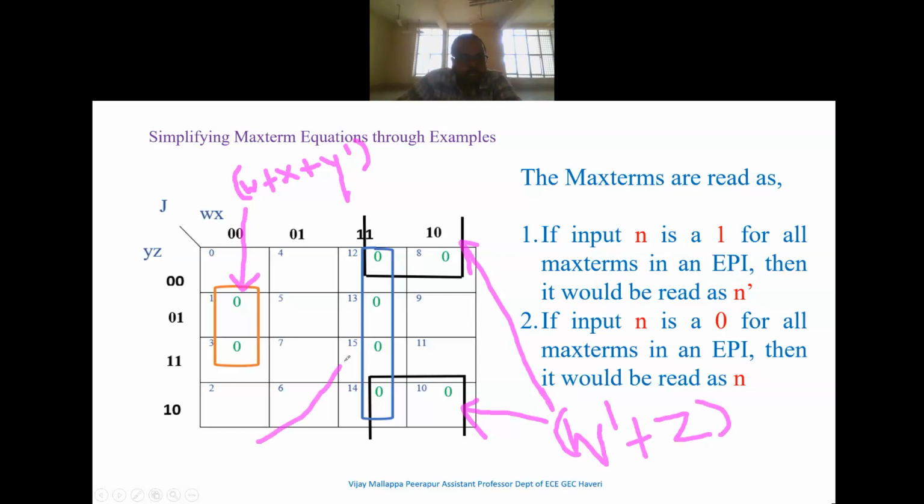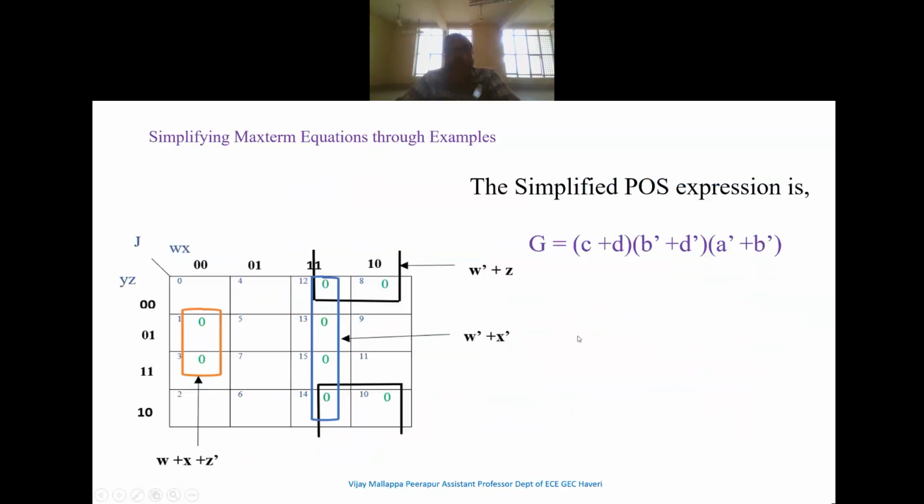Similarly, for this one, what do you write now? What is common? 1 1. So how do you write? Y bar, W bar or X bar. Correct, everyone? So what is the expression we have? I have not removed this one, I just kept the previous one. You can see here we have W or X or Z bar, W bar or Z, W bar or X bar here. Correct?